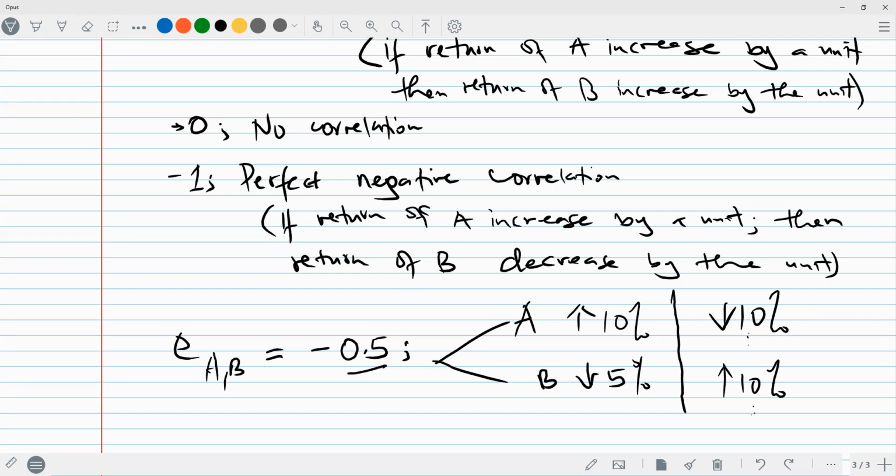If B increases by 10%, A is supposed to decrease by half. So I can give a figure of 20%. Yes, another figure you can give.